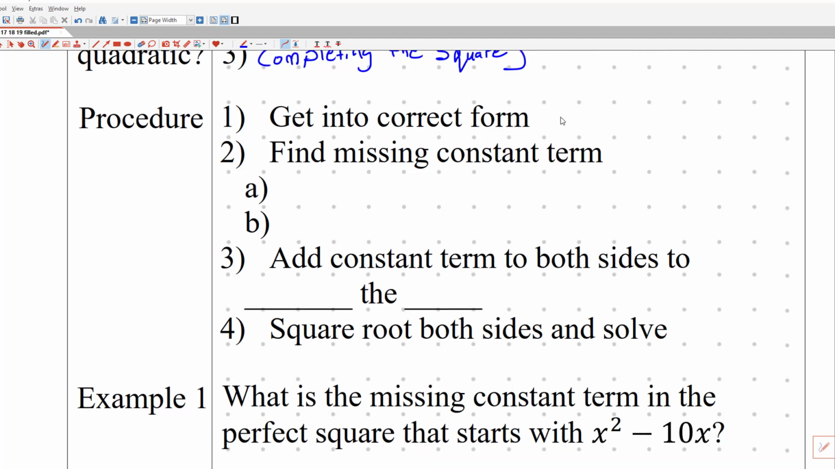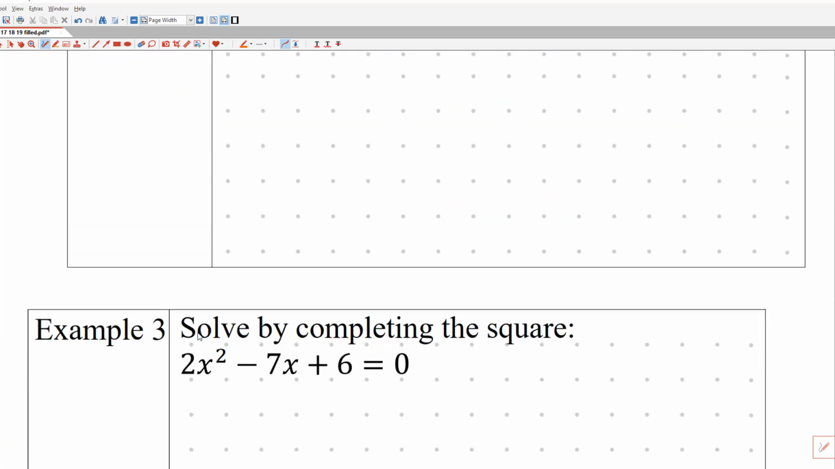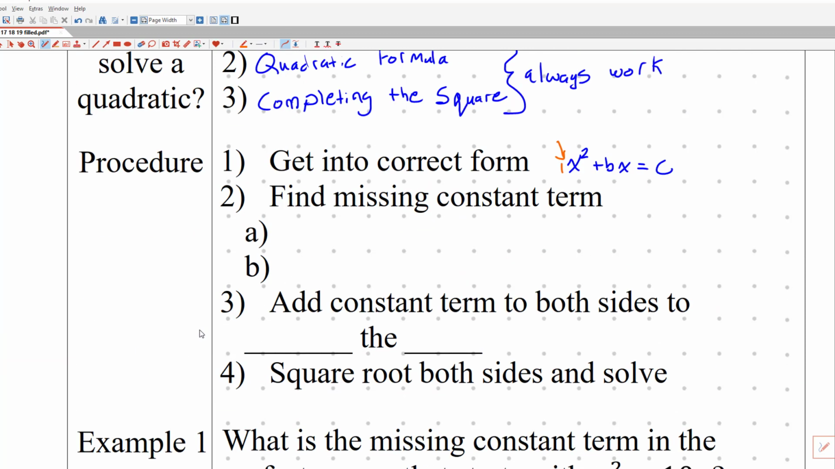Okay, so get into correct form. The correct form that we're looking for is x squared plus bx is equal to c. What is important for this form is that the leading coefficient is 1. So there's no coefficient out front. You'll see in example number 3, we have a leading coefficient out front, so we'll have to get rid of that by dividing everything by 2. The other thing that's kind of important is that this constant term is on the other side of the equal sign. There's only x terms on the left-hand side of the equal sign.